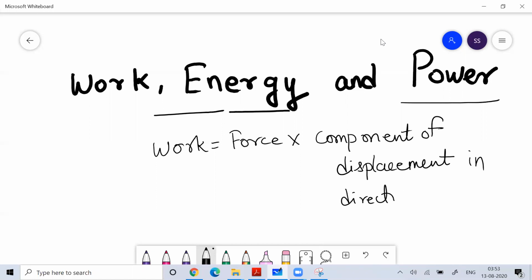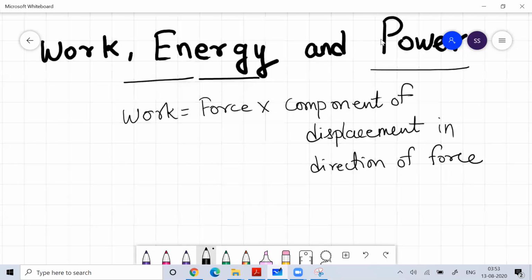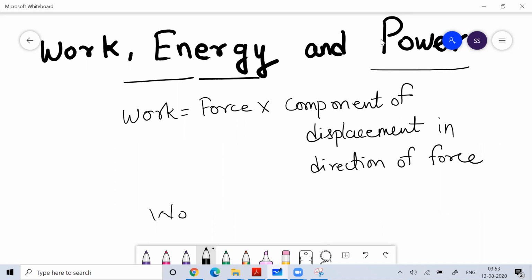Here the direction matters a lot because although work and energy are both scalar quantities, force and displacement are vector quantities. So when you talk about work, you need to understand the relation between force and displacement and the direction in which the body is moving. I can define work as force into displacement: F, the symbol for force, times S, the displacement, times cos theta.